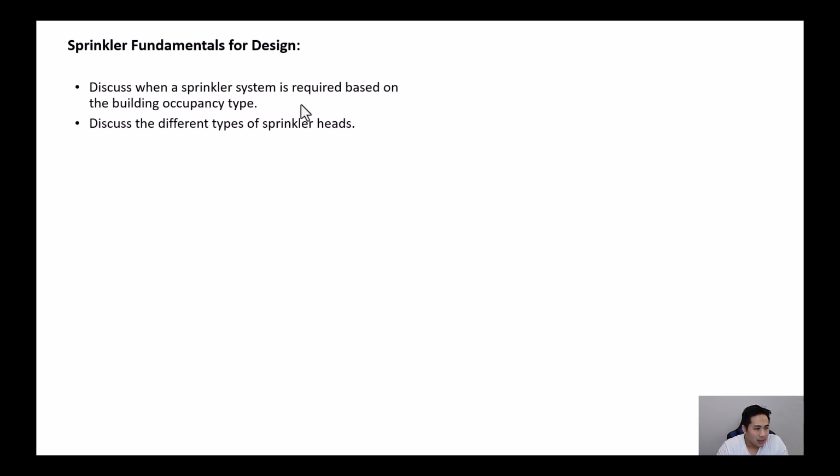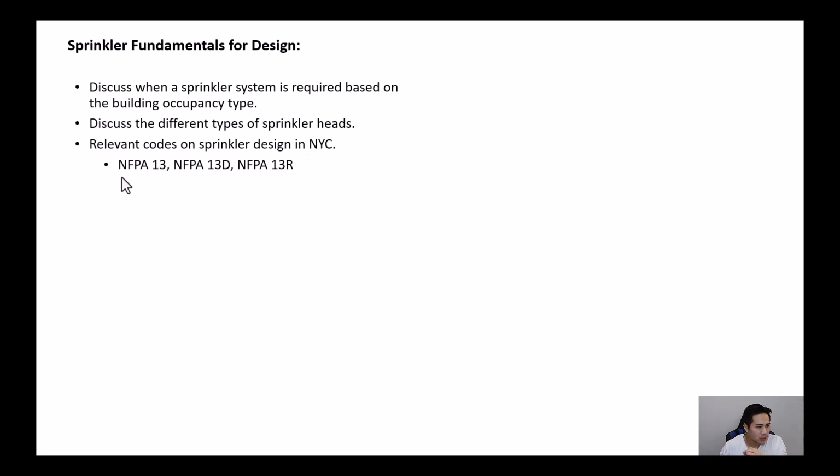Now, all of this is going to be done based on New York City, so you have to check with your local codes for the requirements based on the occupancy type of the project that you are working on. The next item is to discuss the different types of sprinkler heads. We'll then cover relevant codes on sprinkler design in New York City, basically where to find them as well.